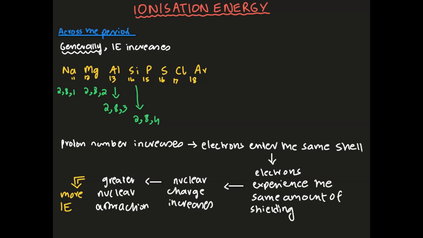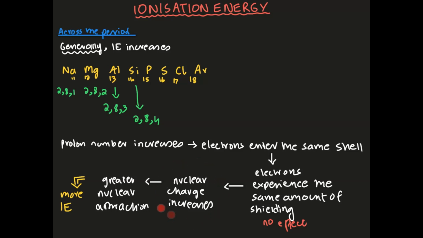I think we discussed in the previous video when we were discussing electrons moving down the group. Since the number of shells were increasing, the amount of shielding was also increasing. However, in this case, the number of shells are the same. So the shielding is also going to be the same. So shielding will have no effect on the ionization energies.